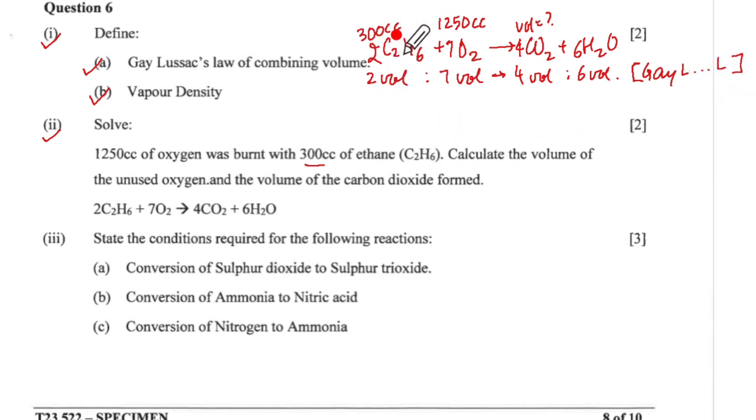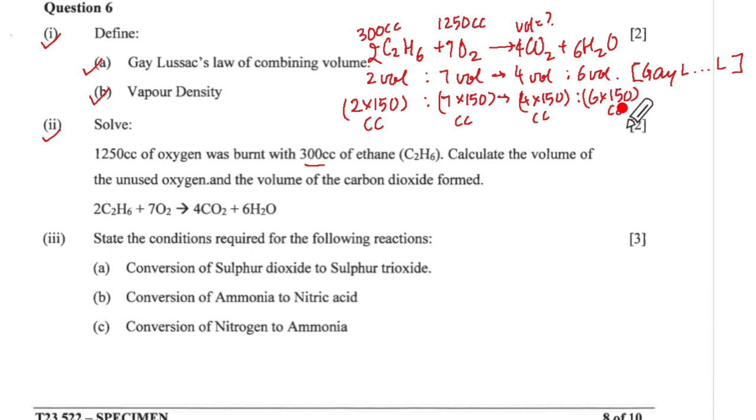Now if 300 cc are going to be 2 volumes, so one volume is going to be 150, so I'm going to write 2 into 150 cc here. Now that is 300, which is matching with this, right? If each volume is 150, then 7 into 150 cc will be here. That will have 4 into 150 cc will be here, as against 6 into 150 cc here.